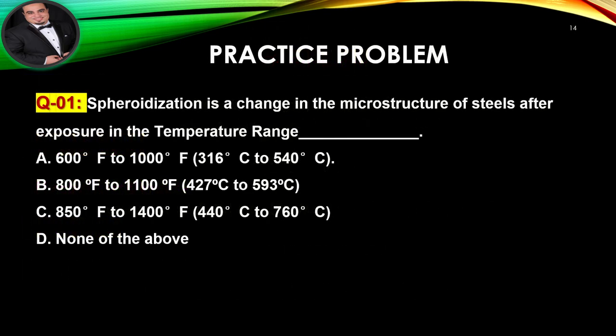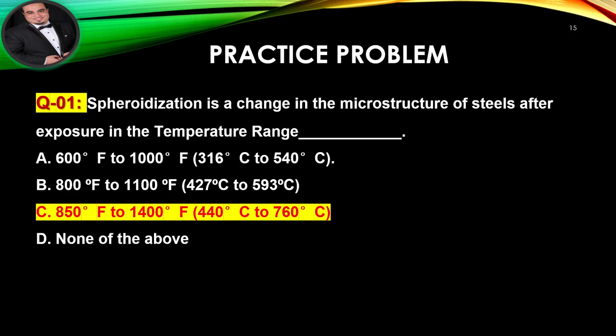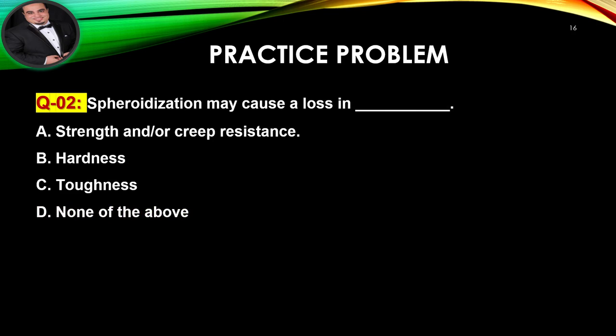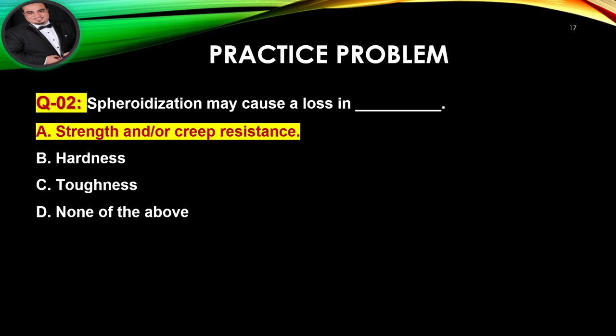Practice time. Test yourself. Question number 1. Spheroidization is a change in the microstructure of steels after exposure in the temperature range. Answer is C. Question number 2. Spheroidization may cause a loss in. Answer is A.